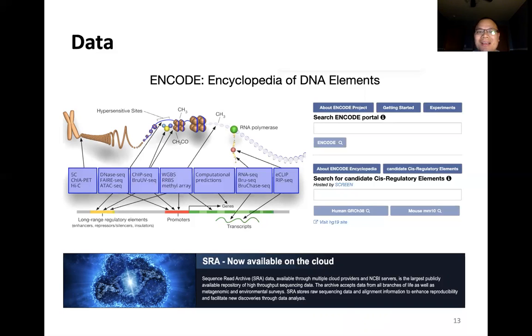public databases. Here are two famous databases. The first one is called ENCODE. The second one is called SRA, and both of them accumulate a lot of DNA data. If you're interested, you can Google them and look at them.